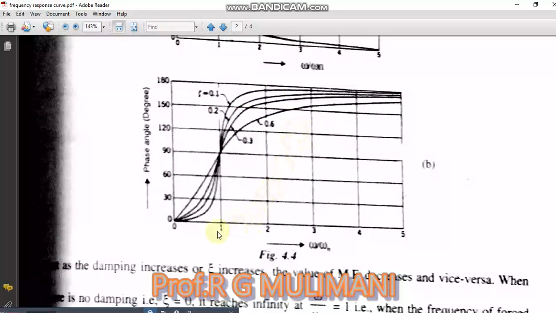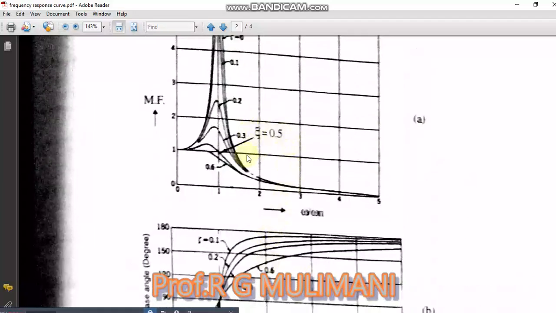This is magnification factor 1. Okay, magnification factor, when it is less than 1, then the zeta values are more than 0.6. Then what can be seen from these graphs? Omega by omega n. Okay, for all the values of zeta, the phase is 90 degrees at omega by omega n equal to 1.